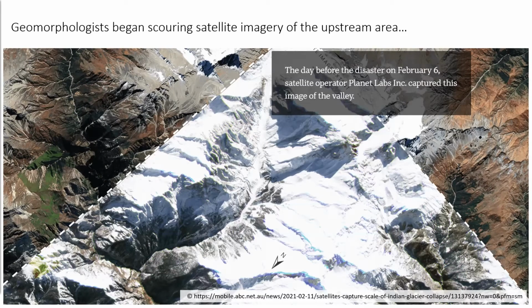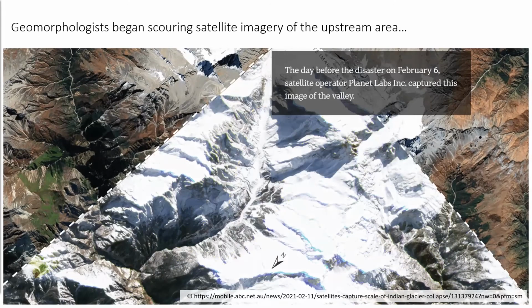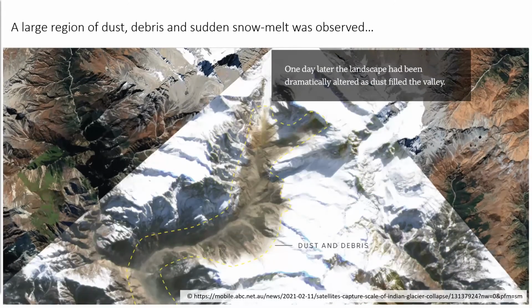However, if I flick to the same image from the day after the event, you can see that there's clearly been some sort of huge event here. Massive portions of snow and ice across this region have clearly been replaced with dust and debris, and there appears to be some sort of huge landslide event in the northeast of this image.